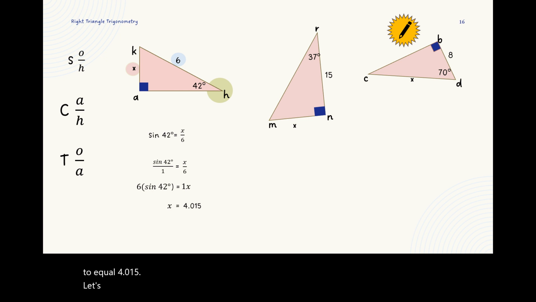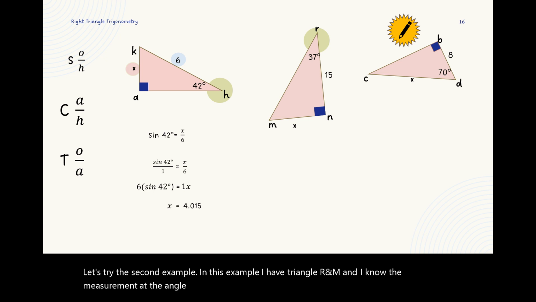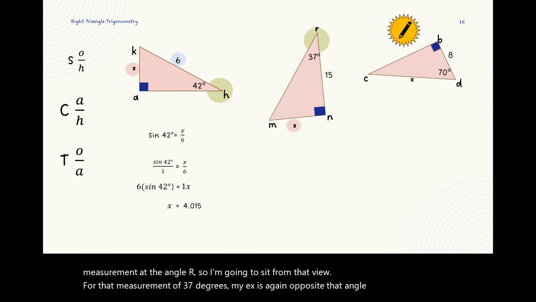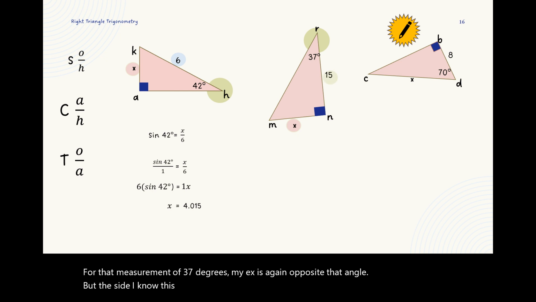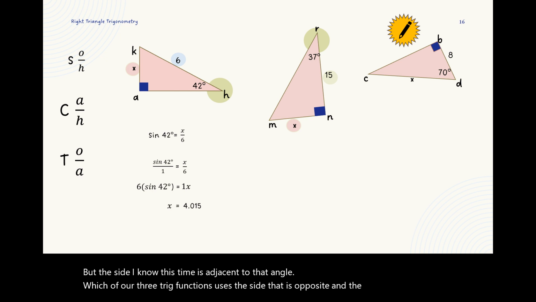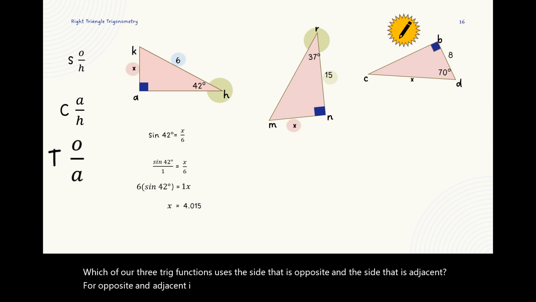Let's try the second example. In this example, I have triangle RNM, and I know the measurement at the angle R. So I'm going to sit from that view. For that measurement of 37 degrees, my x is again opposite that angle. But the side I know this time is adjacent to that angle. Which of our 3 trig functions uses the side that is opposite and the side that is adjacent? For opposite and adjacent, I need the tangent function.